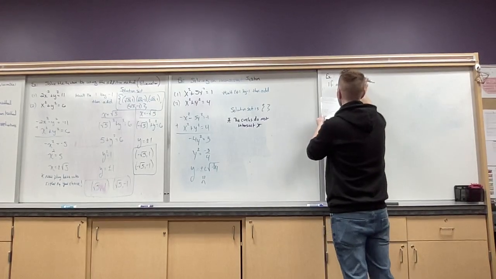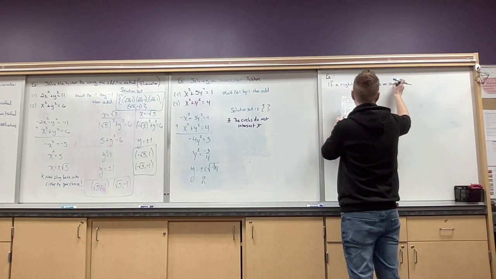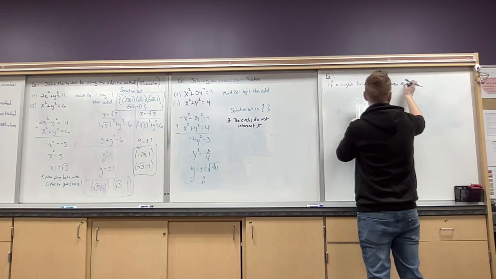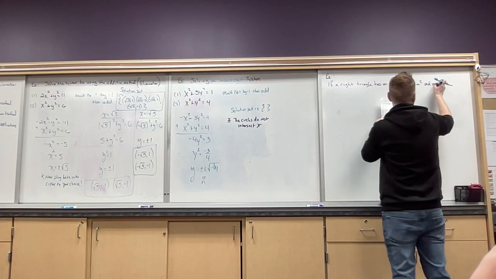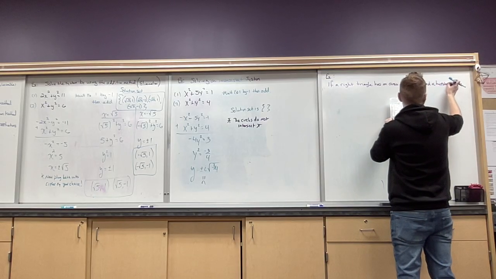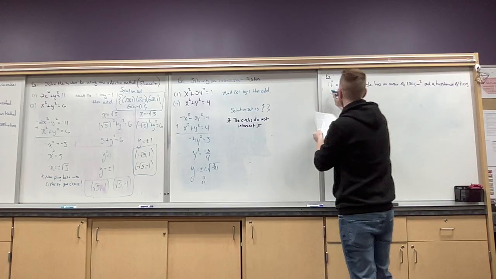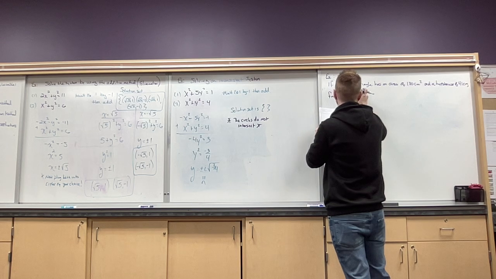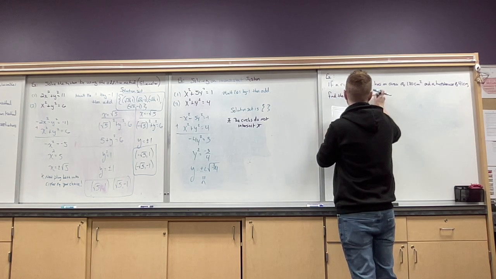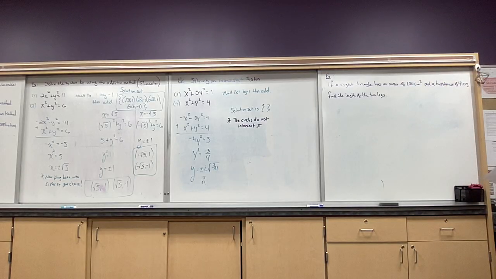If a right triangle has an area of 180 square centimeters and a hypotenuse of 41 centimeters, find the length of the two legs. See, one sentence application problem, looks harmless.